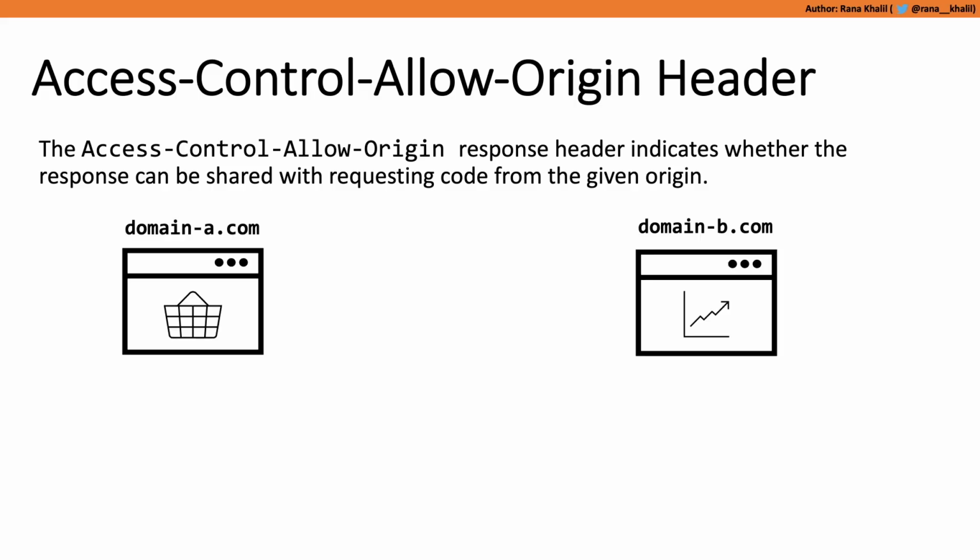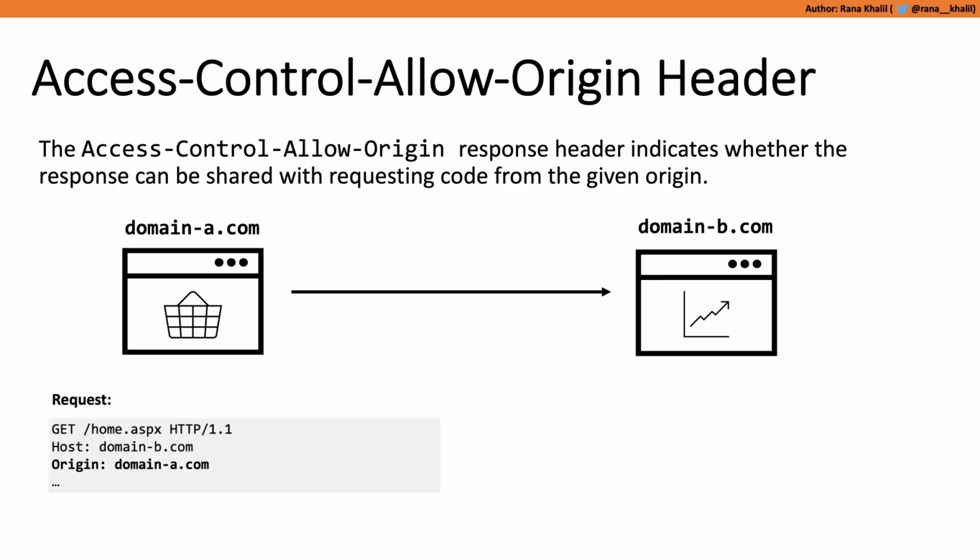So let's take an example to properly understand that. Again, we've got our applications, domain A.com and domain B.com. It's a shopping application and an analytics application. The shopping application needs to be able to read data from the analytics application, so it sends a request to the homepage of the analytics application.